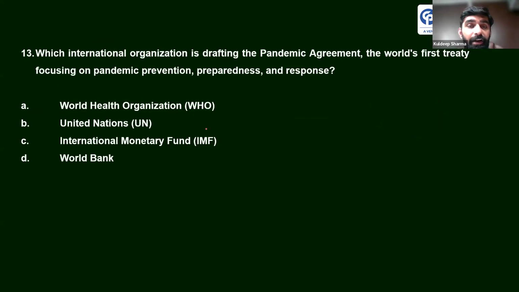Next is, which international organization is drafting the pandemic agreement, the world's first treaty focusing on pandemic prevention, preparedness, and response? This agreement is being drafted right now. You have to tell me under which international organization the drafting process is taking place. Is it WHO? Is it UNO, the United Nations? Or is it IMF, the International Monetary Fund? Or is it the World Bank? So the answer here is A, WHO.